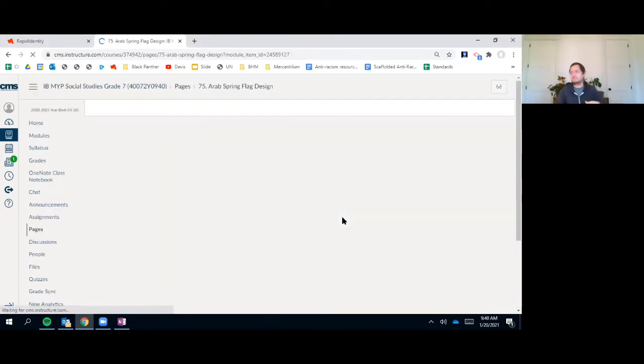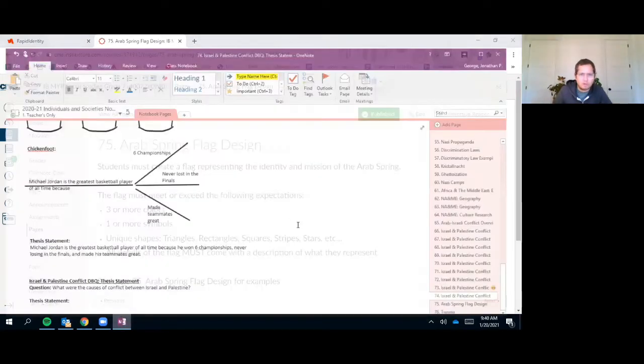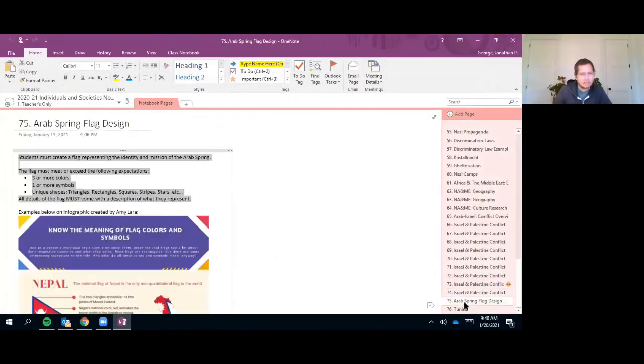Let's look at page 75. And everybody go to page 75 also in your digital notebook. Okay, I distributed it to all of my students this morning before school started. So everybody should have page 75. So if you take a look, this is what you are doing, okay? And I'm going to give you the background of the Arab Spring in just a little bit.